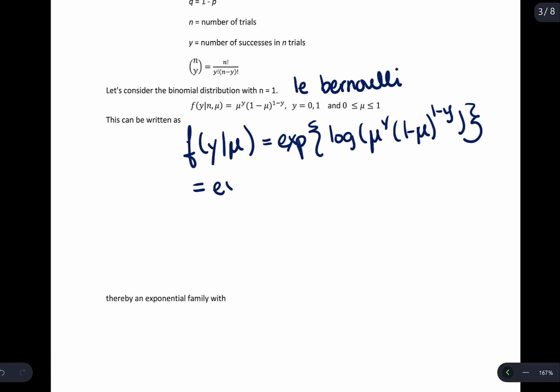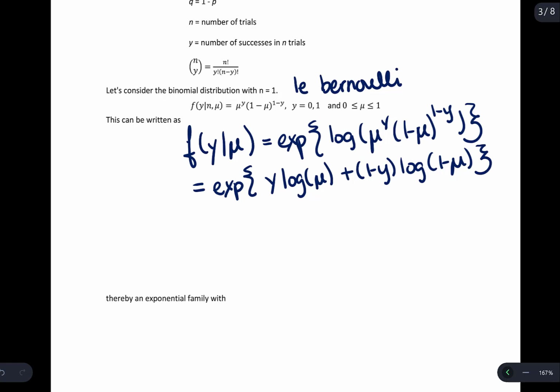And now this is going to be equal to the exponent of y log mu plus 1 minus y times the log of 1 minus mu. And now I notice here that I've got y times some function of mu, but I've also got y times some function of mu over here, so I need to expand that a little bit further.